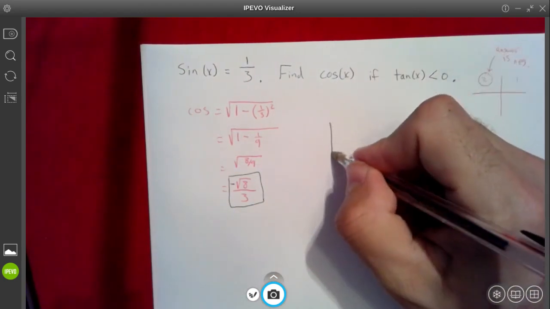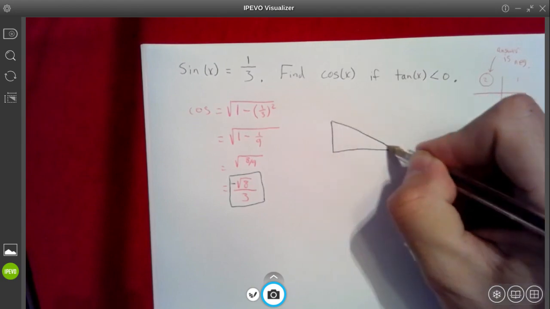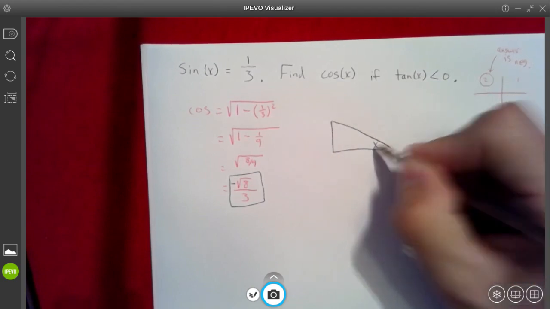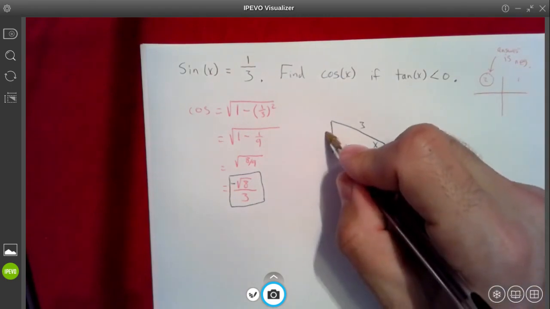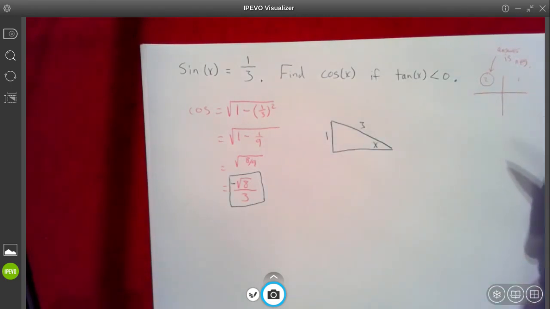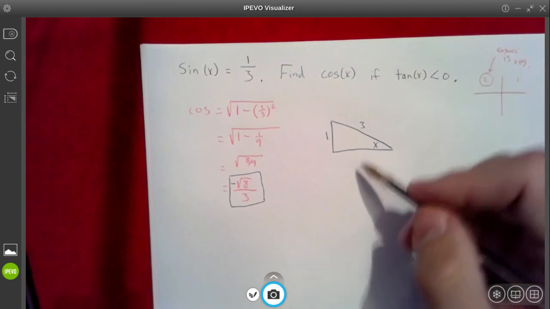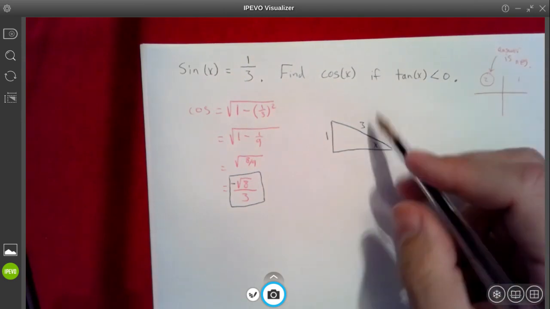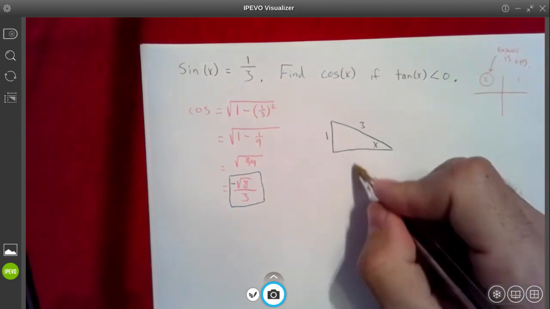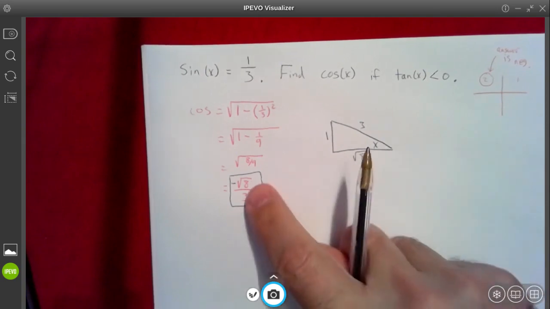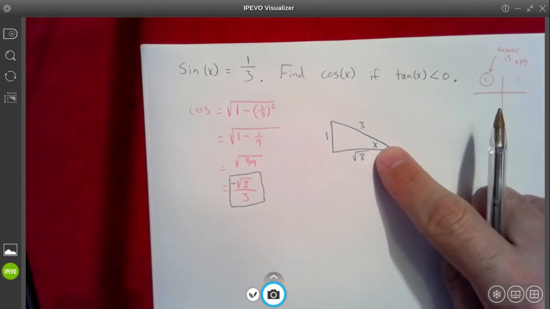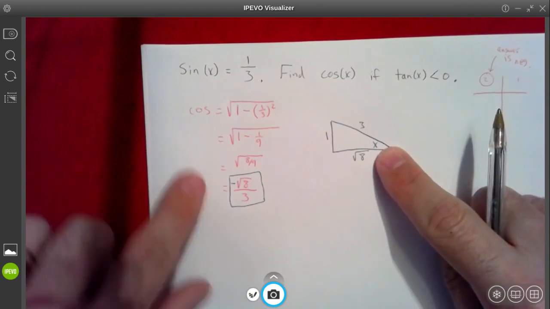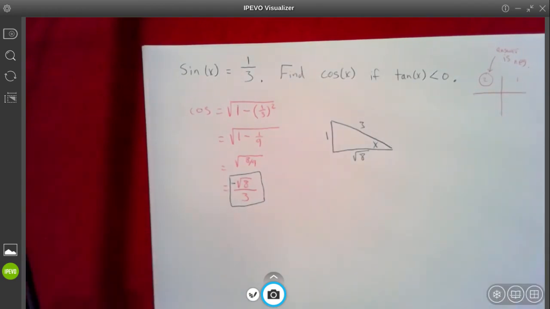Classic way, if we just built a right triangle. If this was x, the 3 would be the hypotenuse. The 1 would be my opposite side. If you do the Pythagorean theorem, you're going to have to subtract, so you're going to get the square root of 8. That's where that number's coming from. And now you can see that the cosine of that angle is √8/3.